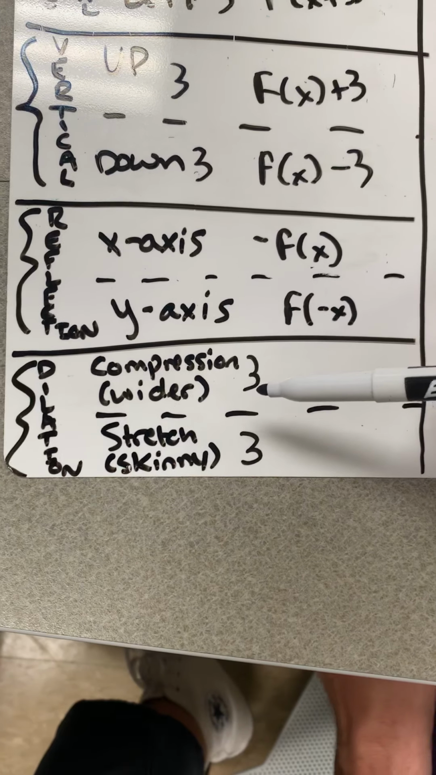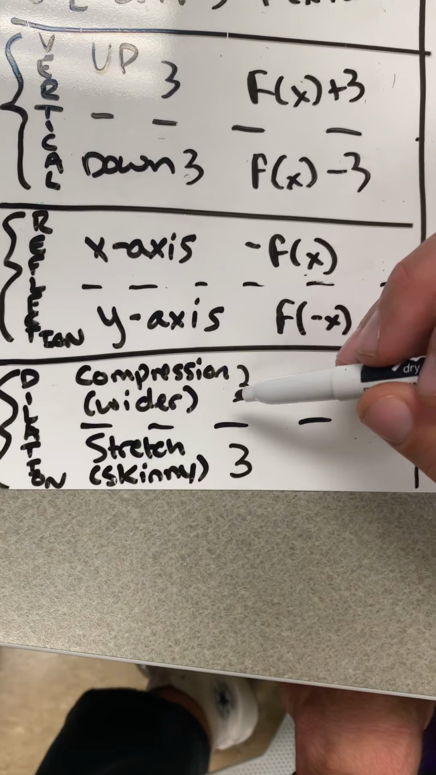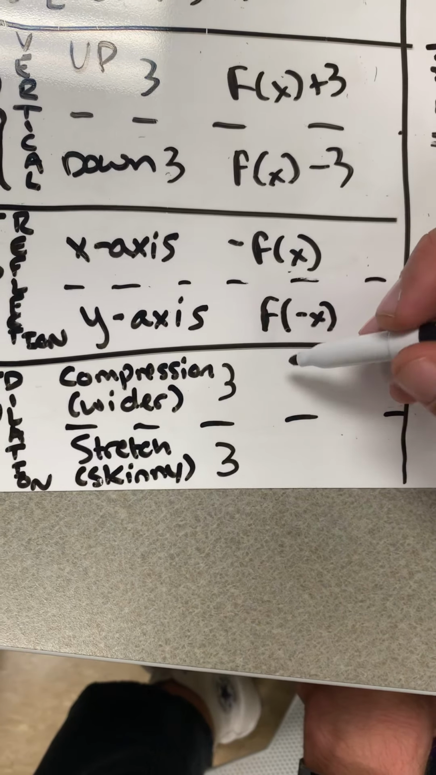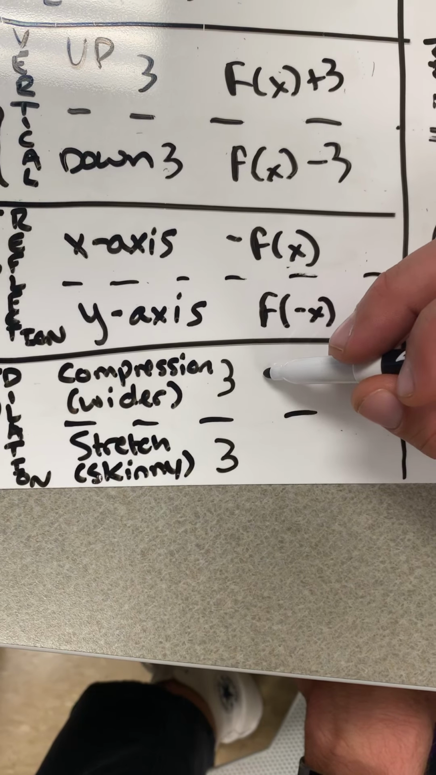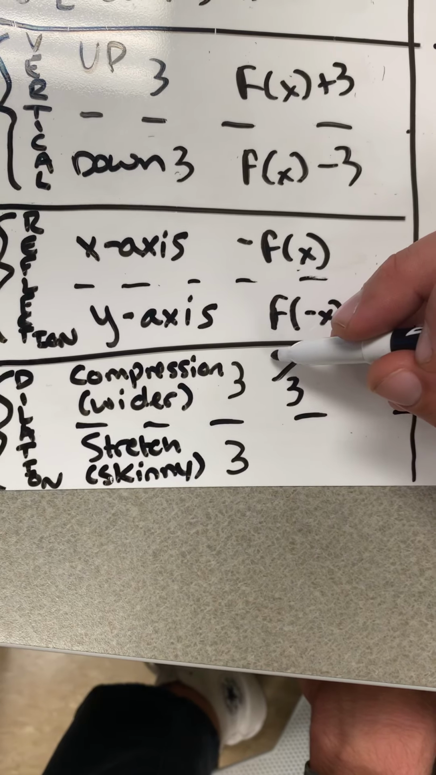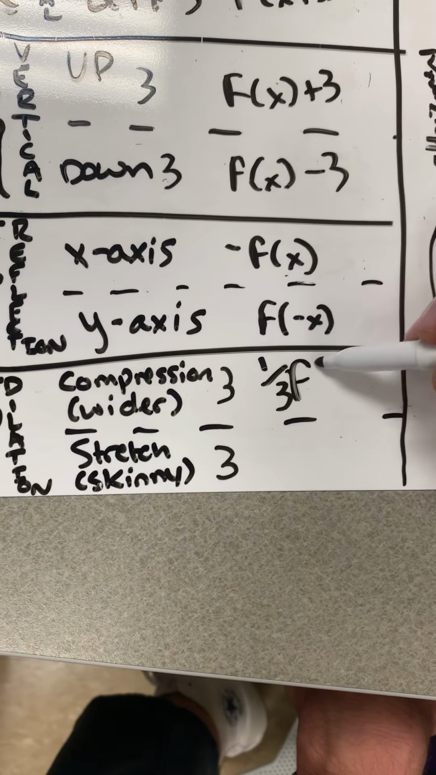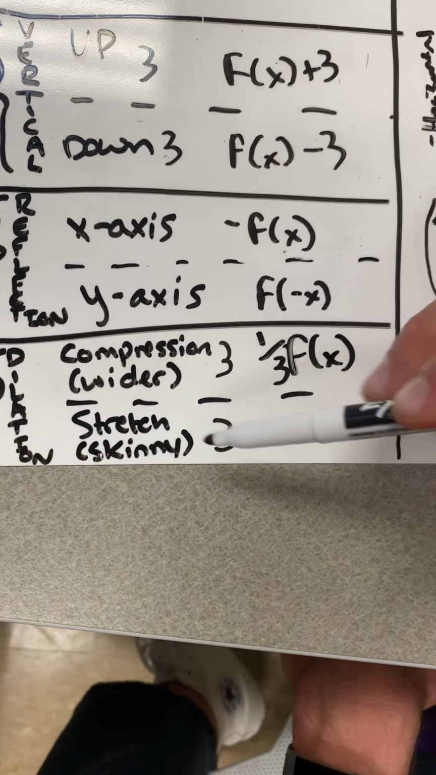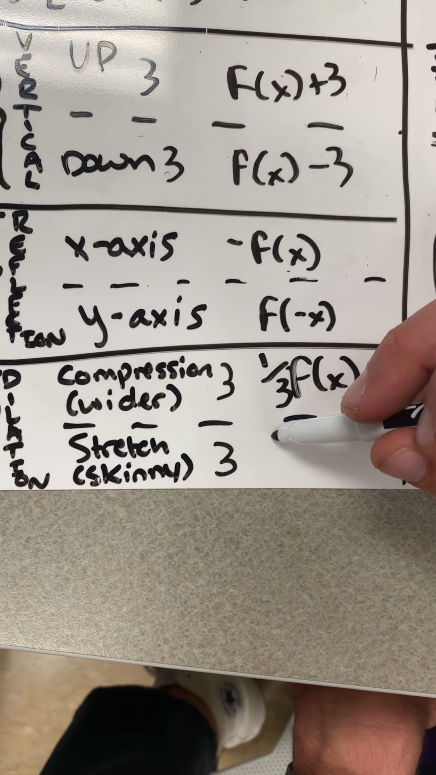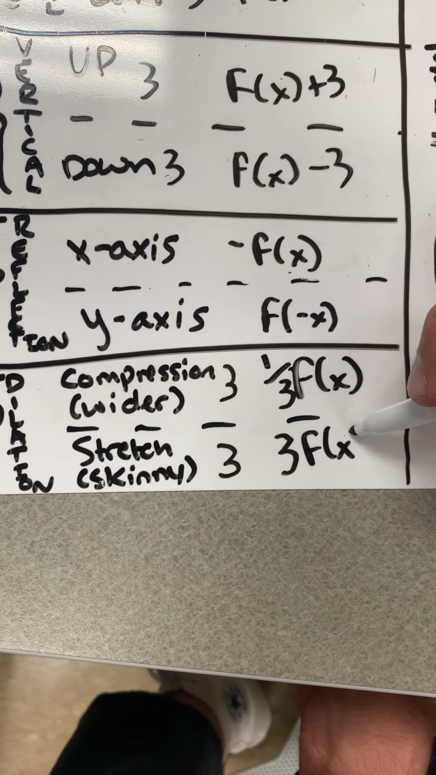Compressions and stretches, okay? So if it's a compression and it's getting wider, that number is going to be put in the denominator. So if we want to compress it by 3, we put a fraction out front. And if 3 is what we're doing it by, we just simply put it as a fraction. So instead of 3, we go 1/3 f of x, okay? And to stretch it and make it skinnier, we want that number in front, and we're multiplying everything by 3. So it's 3 f of x, okay?